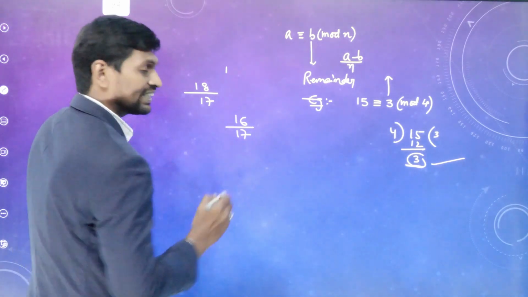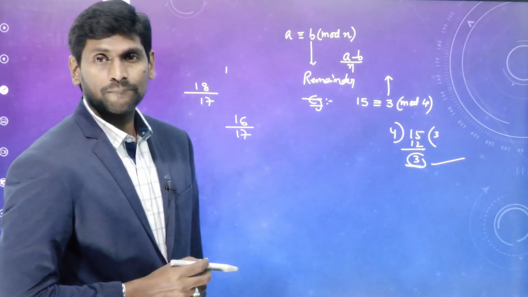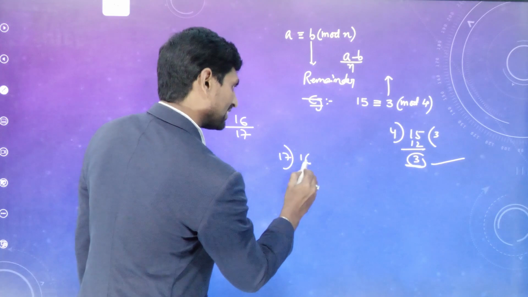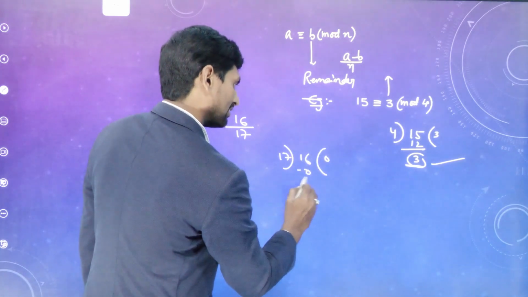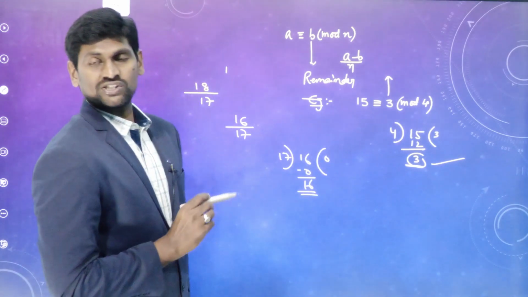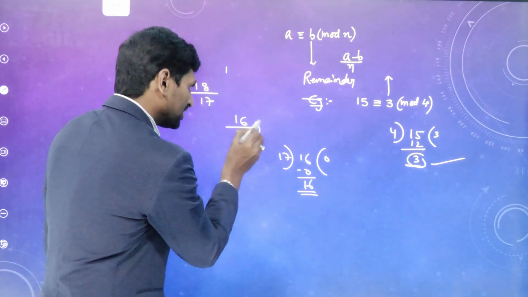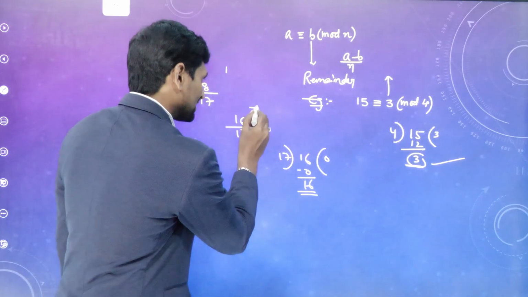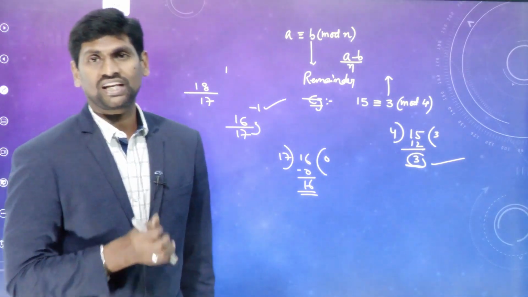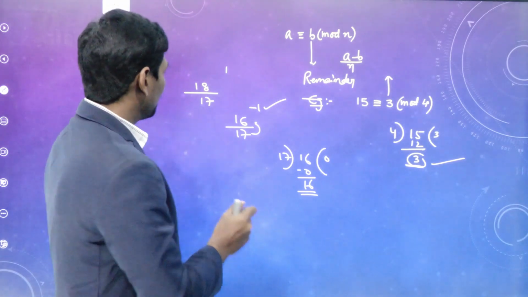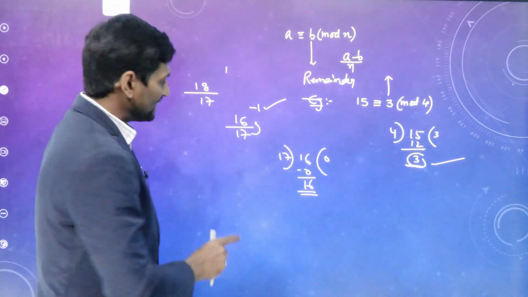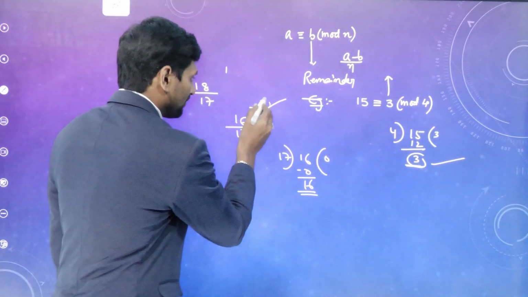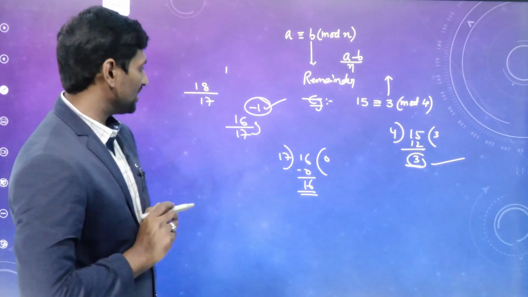If 16 is divided by 17, the remainder is 16 itself, right? Because 16 is smaller than 17. In these situations, what is the difference between these two, 16 and 17? 1. So we have to consider minus 1. If you take it as a negative remainder, the negative remainder will be minus 1, because 16 is less than 17. Am I right? This will be useful at other times. That's why I am telling you like that.